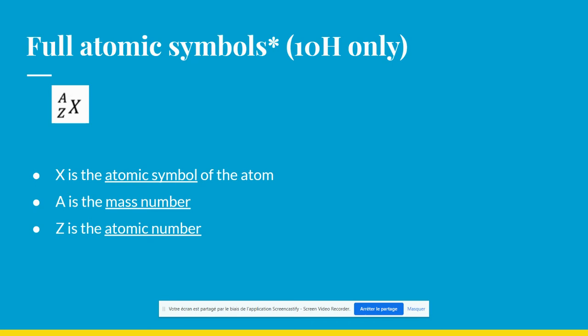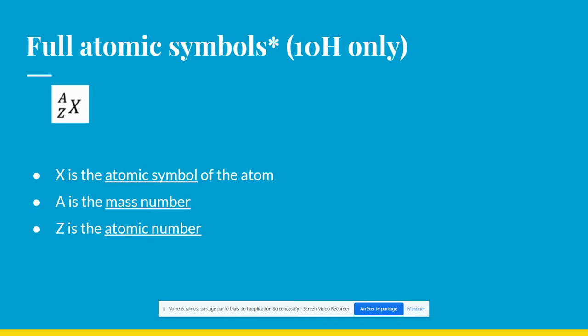So this expresses the number of protons, the number of neutrons, and potentially the number of electrons in there. It doesn't directly say the number of neutrons, rather it says the mass number. So X, that's the atomic symbol. That's what you get from the periodic table. So for example, for carbon, it's just the letter C. A is the mass number, so that is protons plus neutrons. And then Z is the atomic number. So for carbon, the atomic number is 6.